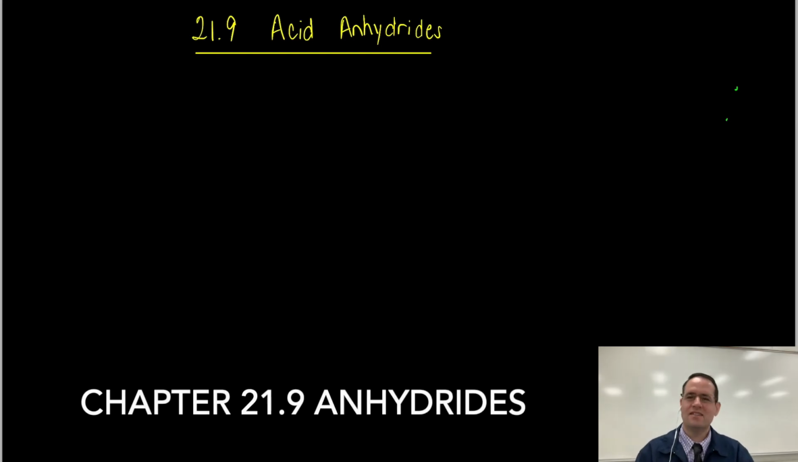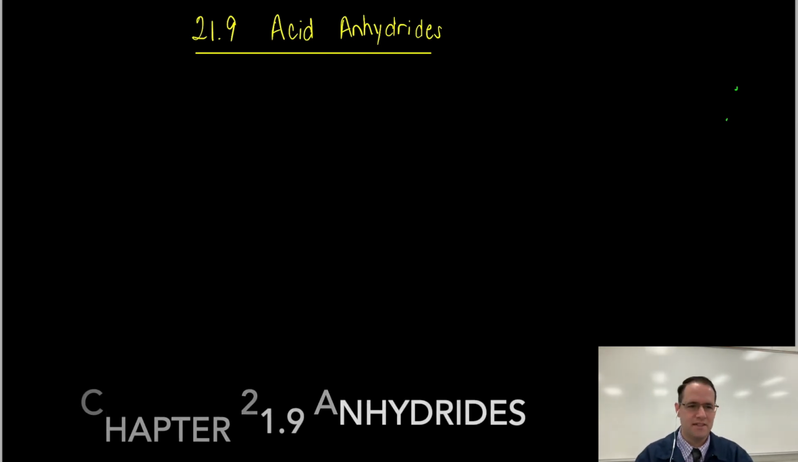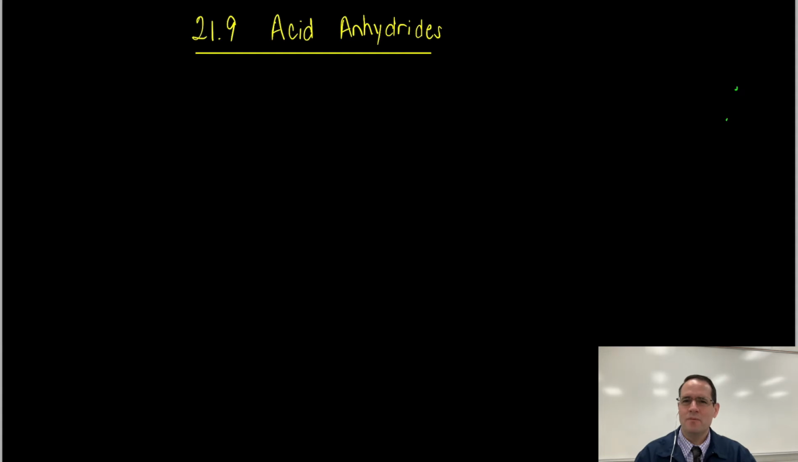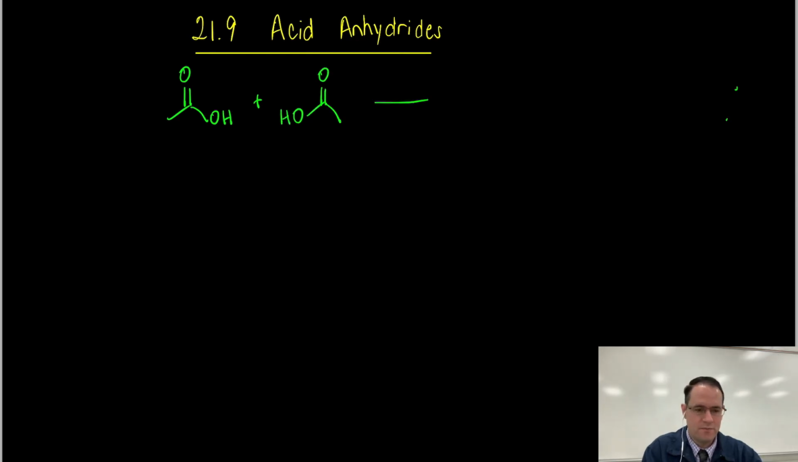Hello, we're doing section 9, acid anhydrides. Now, the way to prepare acid anhydrides is twofold. The first way is that you can take a carboxylic acid, and two of these can basically come together. So you use two equivalents, for example, and you heat this up to a very high temperature.